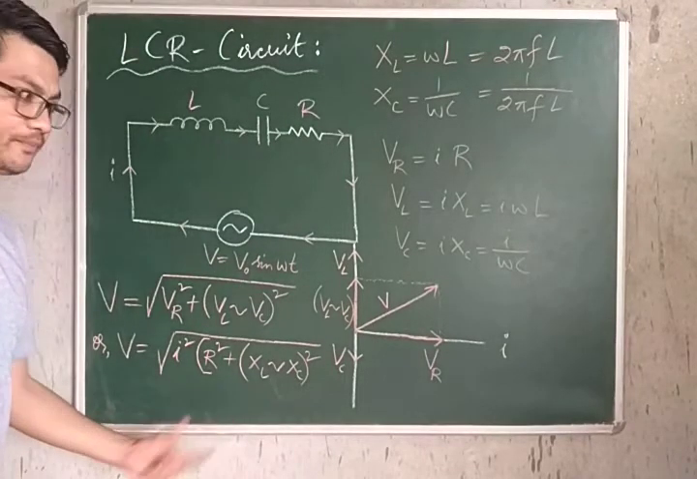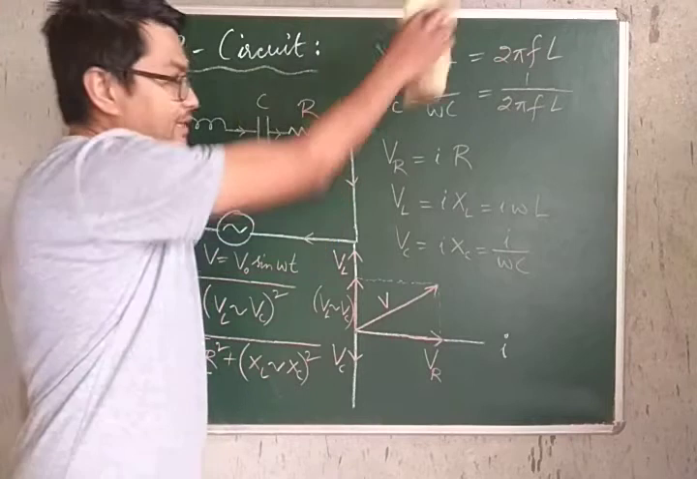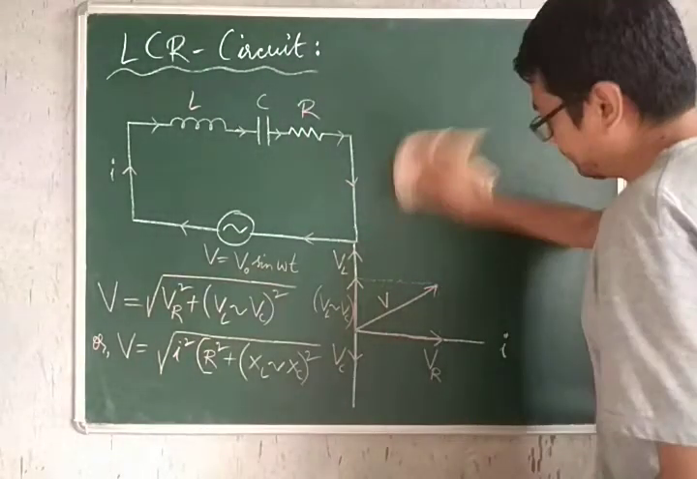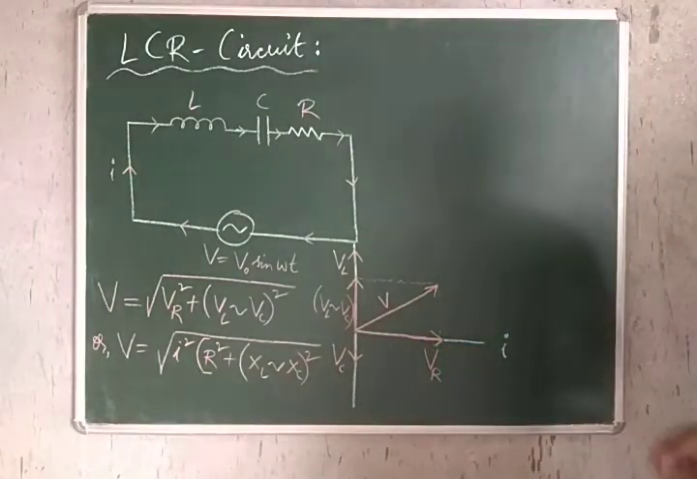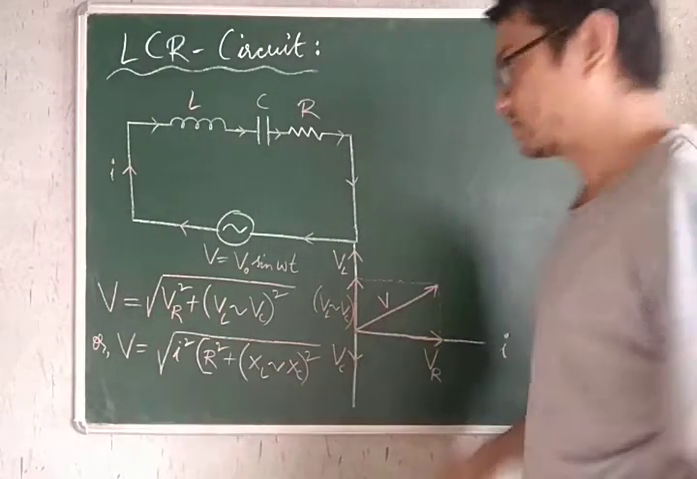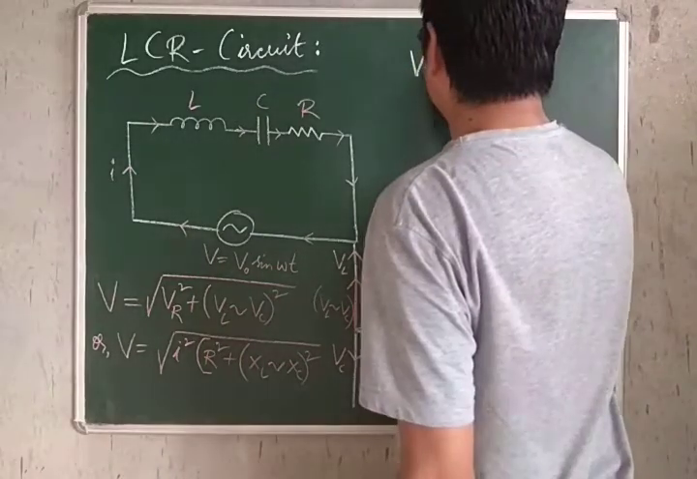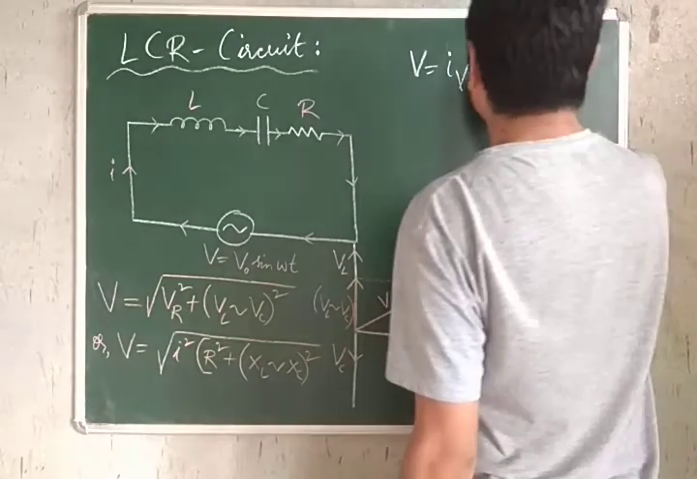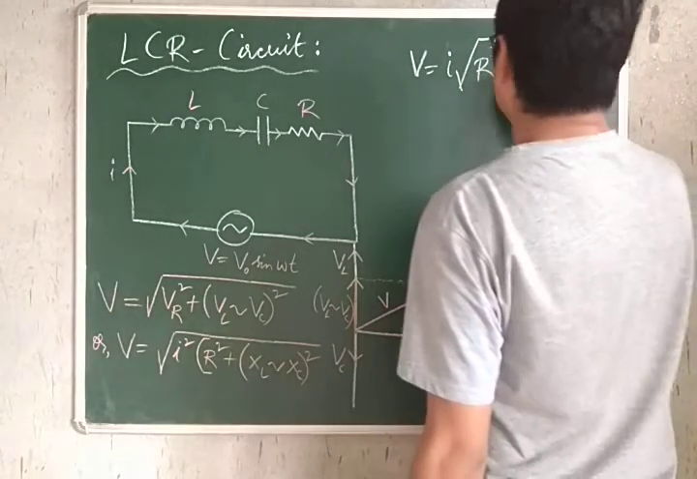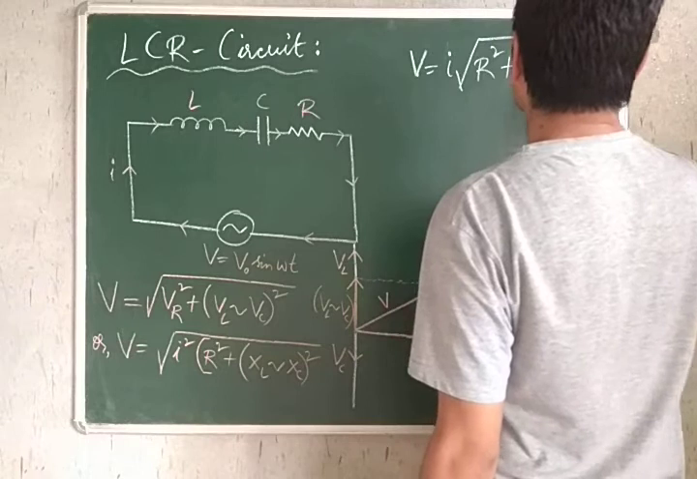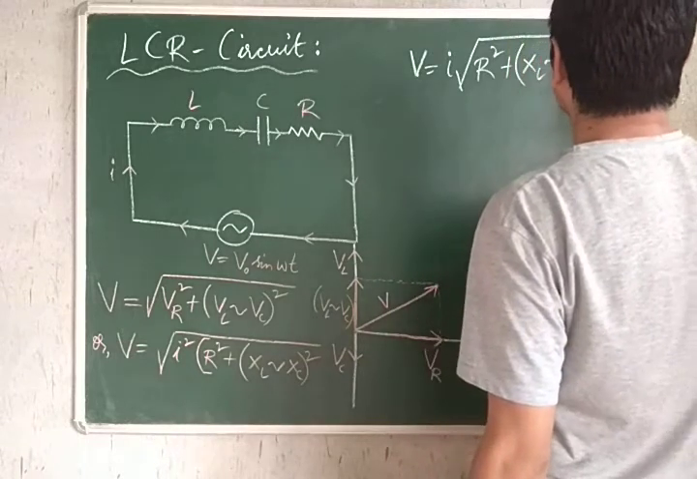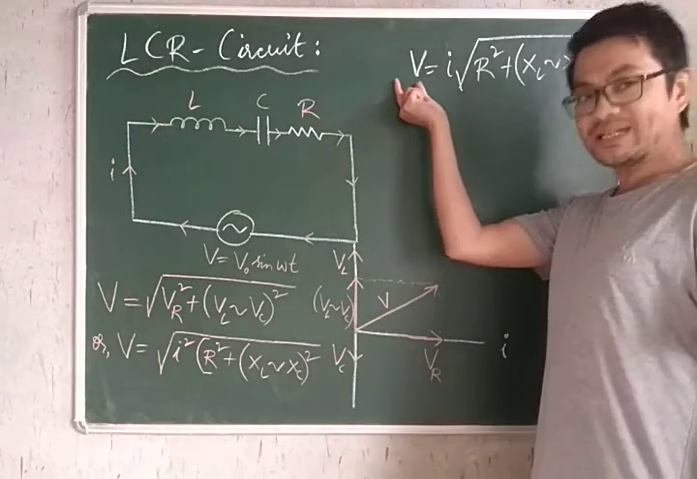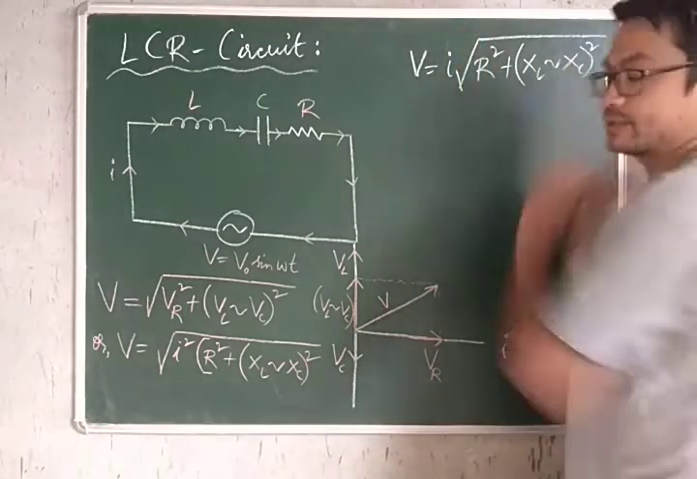Okay, so we've reached here. So I think I can erase this part. What we therefore get is that I squared can be taken out of the square root, of course. So V becomes I into the thing inside the square root, which is R squared plus (XL minus XC) whole squared. So to say, potential is current into something inside the square root.